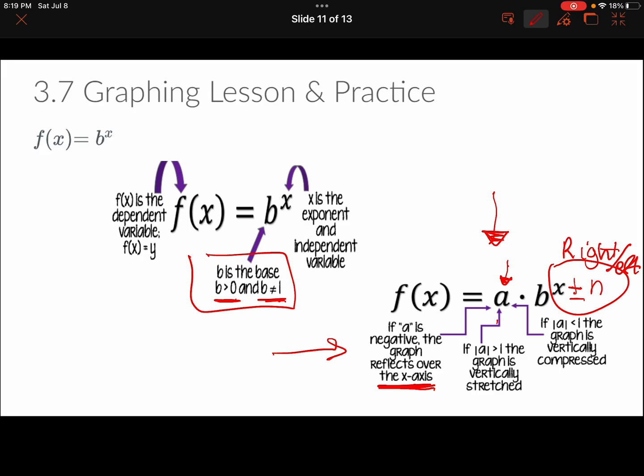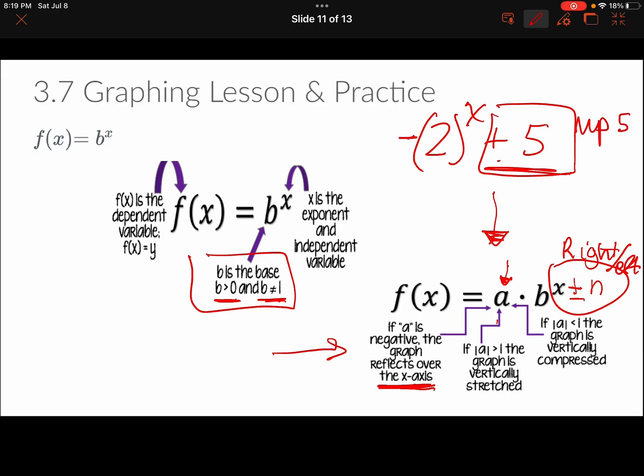And then anytime you have, let's say, negative 2 to the x power plus 5, this plus 5 is going to move it up or move it down. Okay, so if you're adding a number to the whole thing, not to the exponent, this would move it up 5. If it was minus 5, that would be down 5.